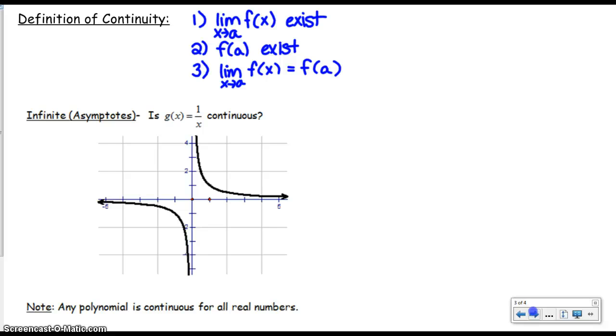If we look at this example, this one has an infinite, vertical asymptote right here at x equals 0. It says, is 1/x continuous? Now, most places on the graph, you can trace this without picking up your pencil. There's only one place where you do have to pick up your pencil, and that's right here at x equals 0. So you would say this graph is continuous everywhere, or continuous for all real numbers, except at x equals 0.